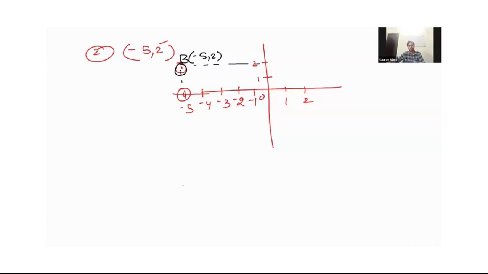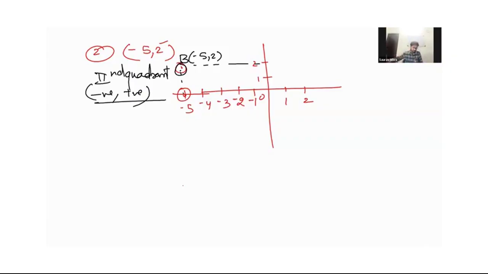So this coordinate is -5 comma 2, and if we are asked which quadrant it is in, it is in the second quadrant. In the second quadrant, your x is negative and y is positive. Got it? So this is how we have to draw the graph.